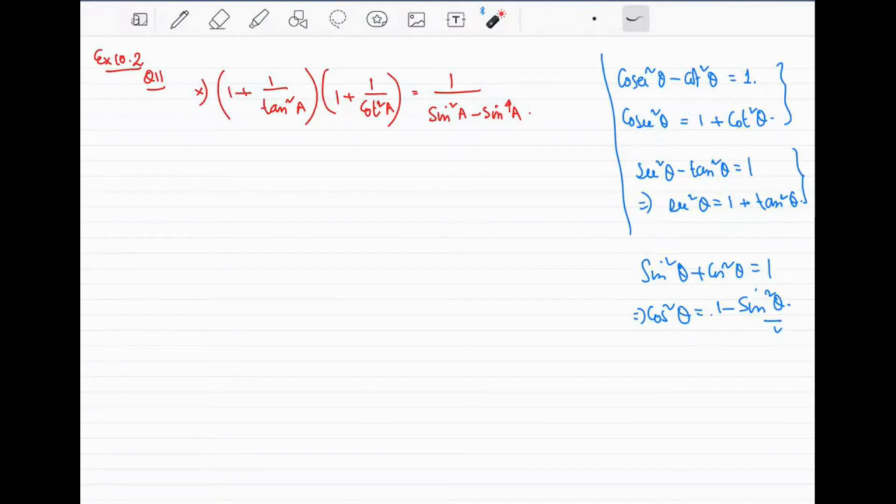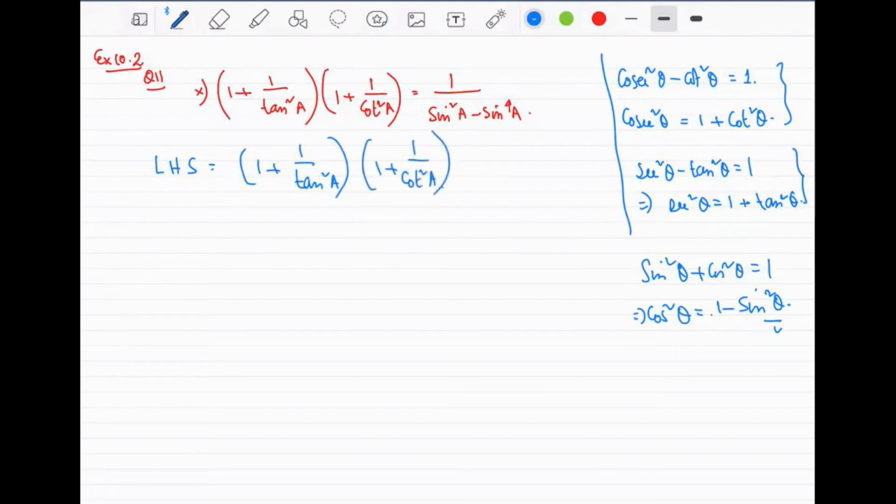All right, then let's start from the left hand side. 1 plus 1 by tan square a and 1 plus 1 by cot square a. Okay, look, how to combine this? There are two terms, right? This and this. Combine them together. What we are going to do is, there is a 1 here. You multiply the denominator first. 1 and tan square a is tan square a.